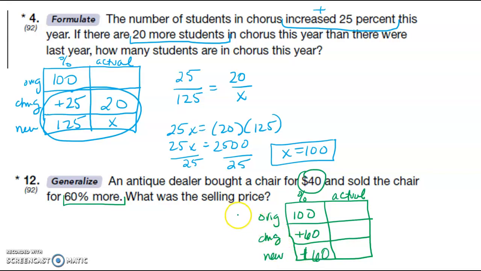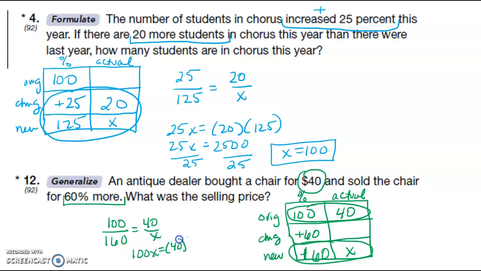Okay, so bought the chair for $40. What was the selling price is going to be down here. So we'll use this line and this line to make our proportion. So I have 100 over 160 is equal to 40 over x, cross multiply. $40 times 160, 6,400. So x is equal to $64.